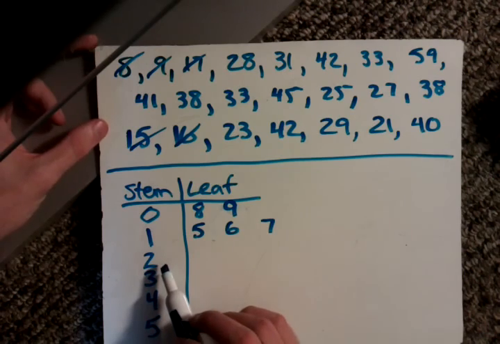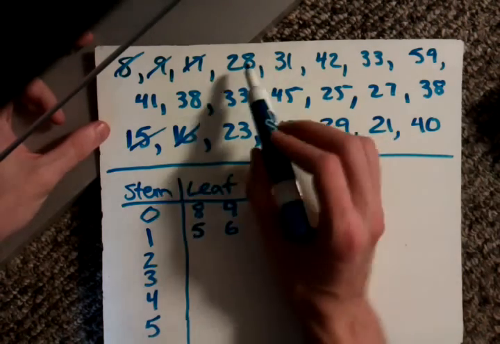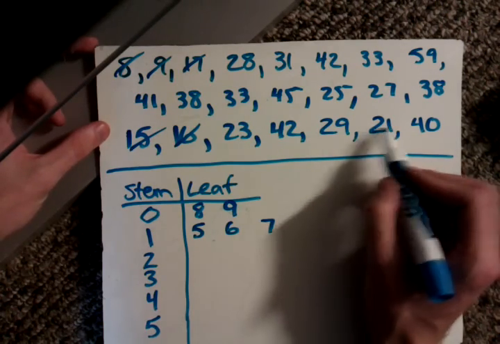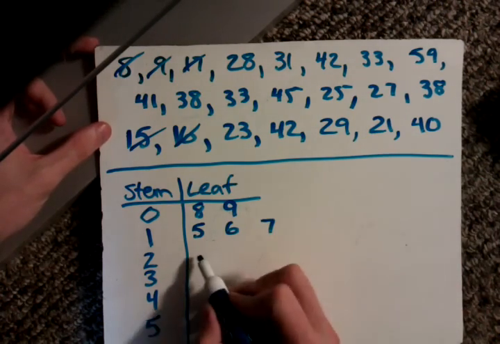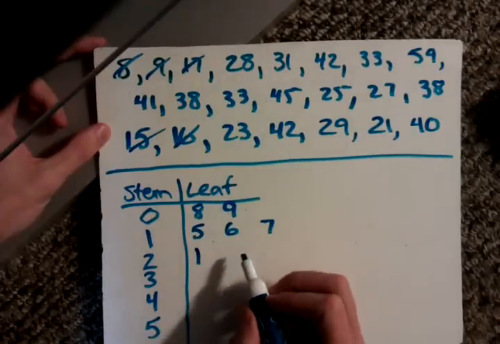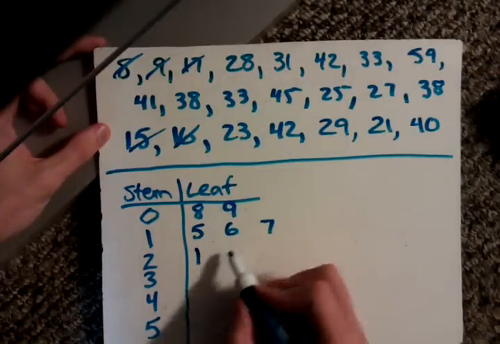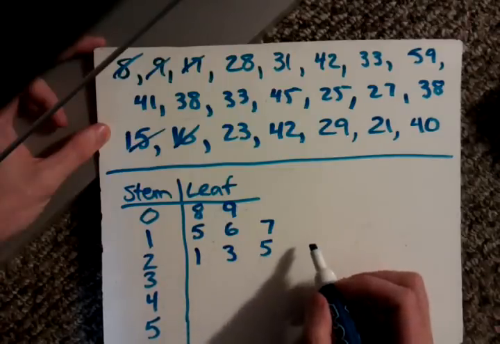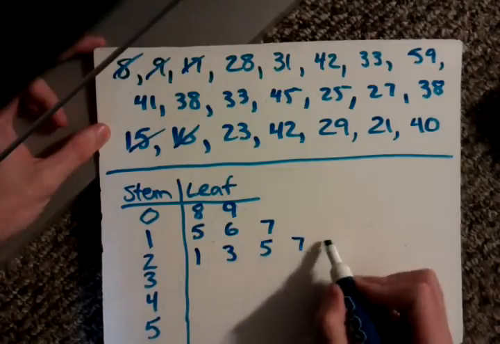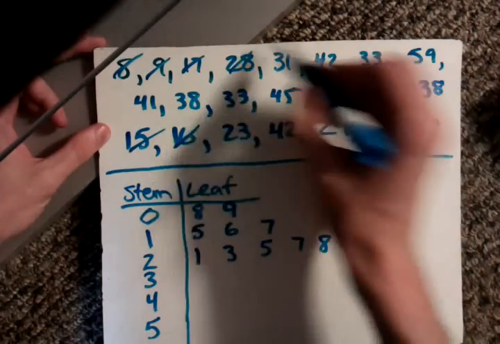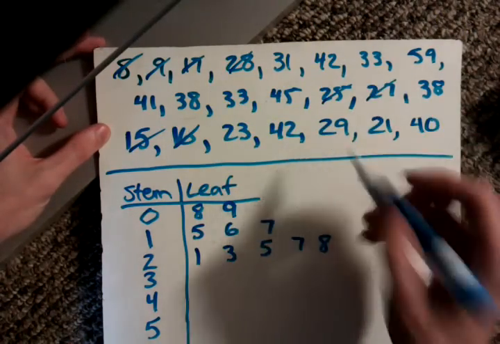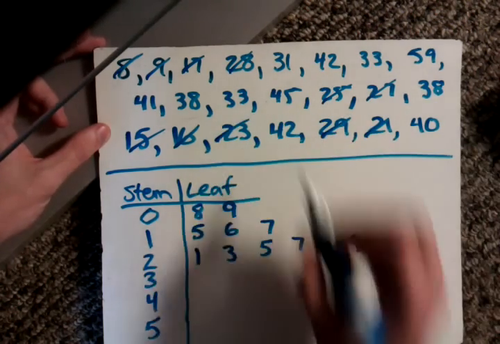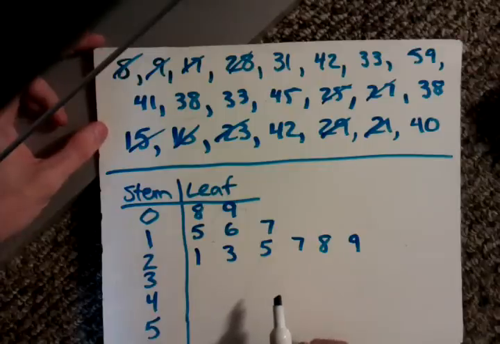So then the ones that start with a 2. Well, I have a 28, a 23, a 25, a 27, 21, and a 29. So we'll start with a 21, and then we'll move on to the 23, the 25, the 27, and the 28. Oh, and there's a 29 also. Alright, so I think that's all the 20s.